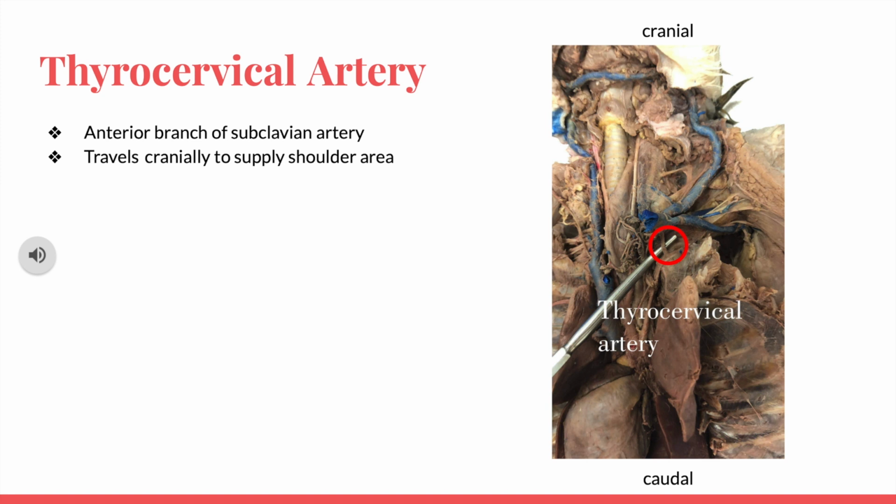The thyrocervical artery is once again another branch of the subclavian artery. It travels cranially, so the shoulder area receives oxygen through the blood supplied to it from this artery. As you may have noticed by now, there's a whole lot of branching within arteries and veins throughout the body.